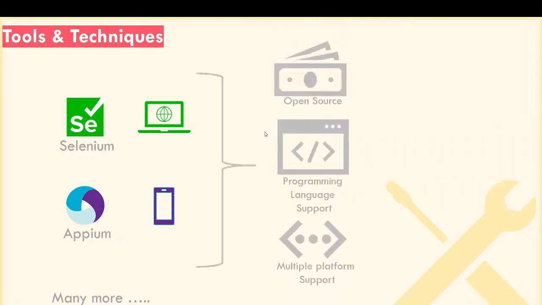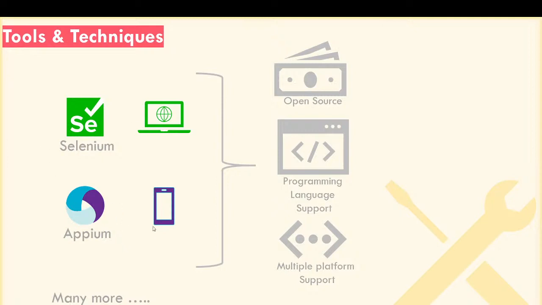Selenium is for browser testing. It's open source and supports most programming languages, which means you can write your script in Java, PHP, even C Sharp, Python. So when you want to automate your browser, meaning a web application, you can choose Selenium. It also supports many browsers like Chrome, Mozilla, Opera, Internet Explorer.